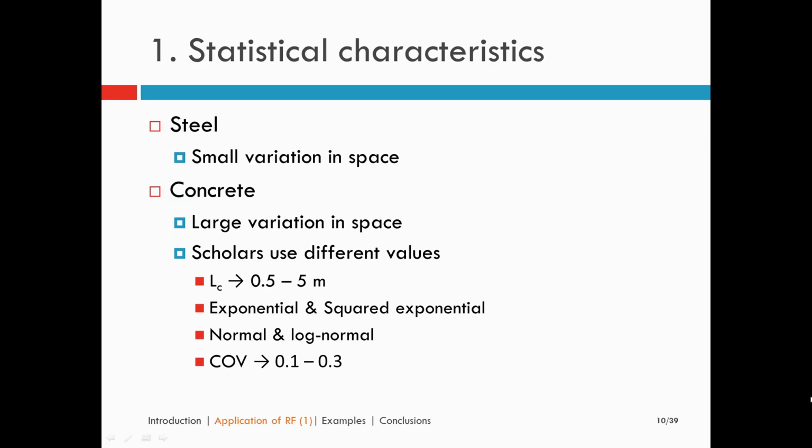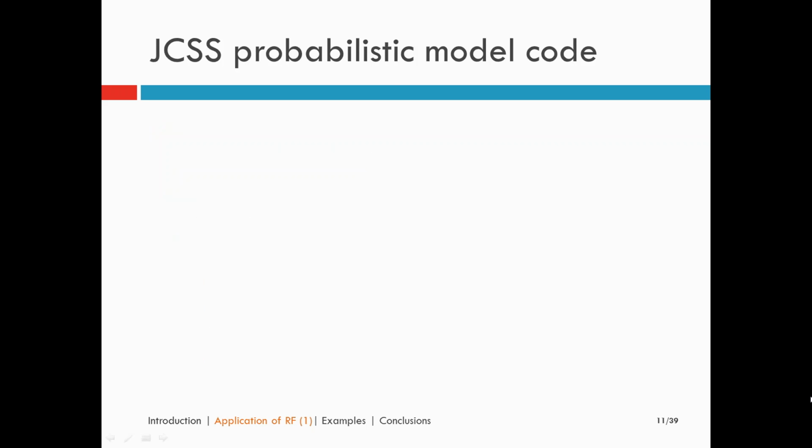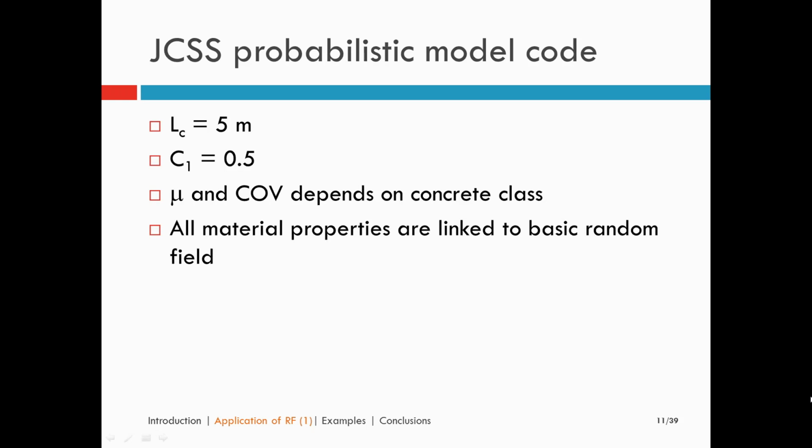These values have to be determined more precisely in the future, and then probabilistic analysis can be made in more detail. But what I did is I took the values which are advised in the probabilistic model code of the Joint Committee on Structural Safety, and here they use a correlation length of 5 meters, a threshold value of 0.5, and the mean and the standard deviation depend on the concrete class you choose. And all material properties like the Young's modulus and the tensile strength are linked to the compressive strength.